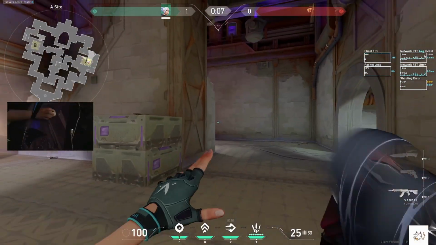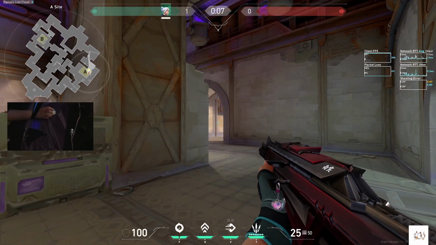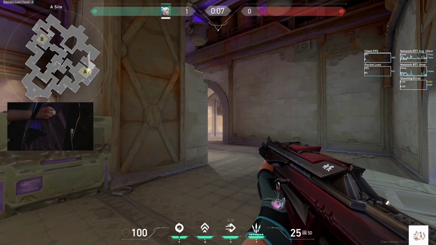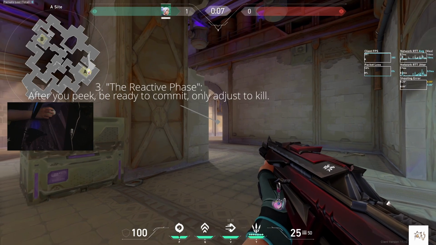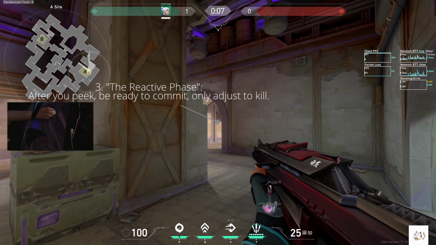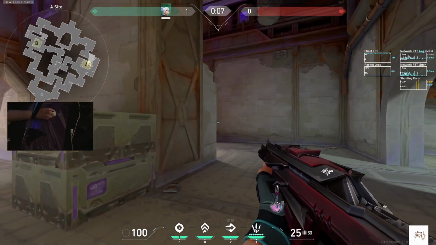Now, you don't need to be perfect for this. You just want to be isolating that angle. And the most important thing after you peek is being able to be reactive. It's what I like to call the reactive stage. And after this, you want to be able to shoot them. So that's where you do all your adjustments.